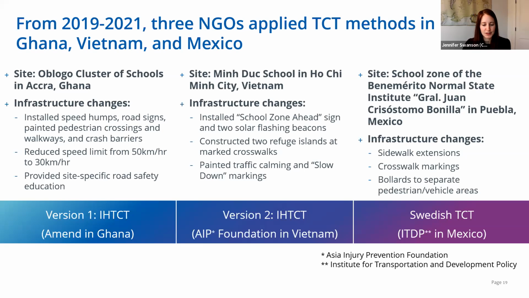So Amend in Ghana installed a number of physical infrastructure changes, as well as reduced the speed limit and provided road safety education. AIP Foundation in Vietnam installed flashing beacons and school zone warning signs, as well as constructed 2 refuge islands for pedestrians and painted traffic calming markings. And ITDP in Mexico implemented sidewalk extensions, painted crosswalk markings, and installed bollards to separate the pedestrian vehicle areas. And I'm excited to hear more from each partner in the subsequent presentation.